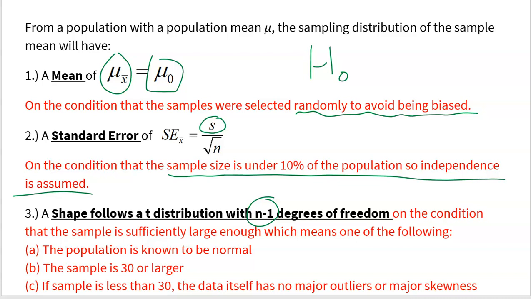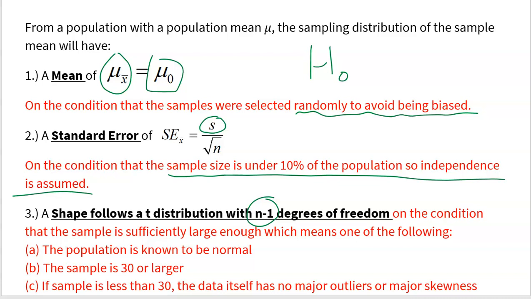Now, the condition to use a t-distribution is actually one of 3 things. Doesn't matter which one, you can meet any one of these. A, if it already says that the data for the population follows a normal model, well then my goodness, any sample size is big enough. You can even use a sample size of 2 and your sampling distribution will be safe to use a t-distribution.